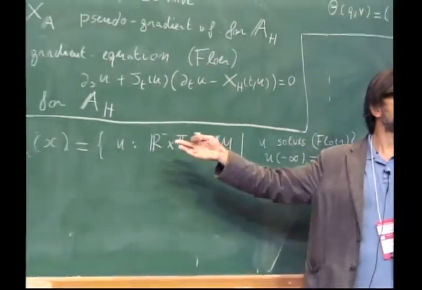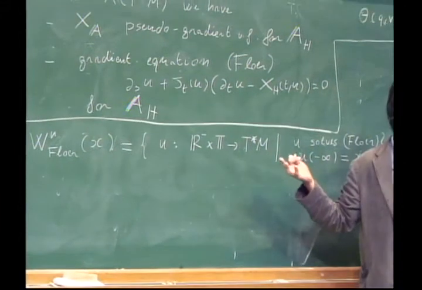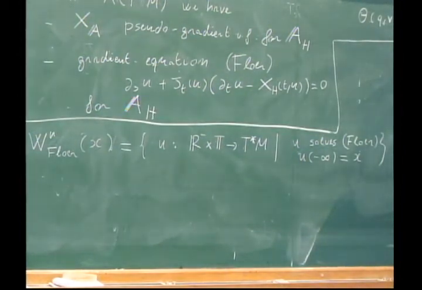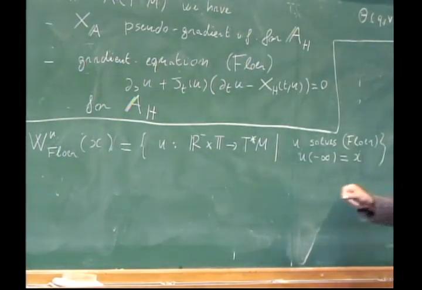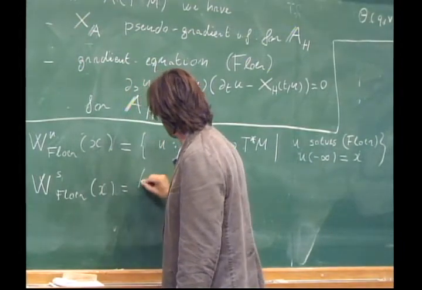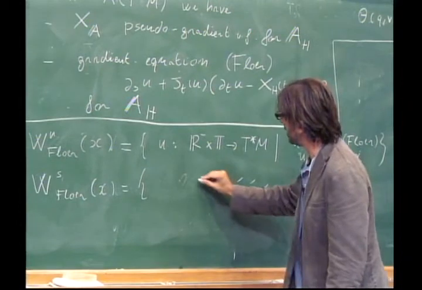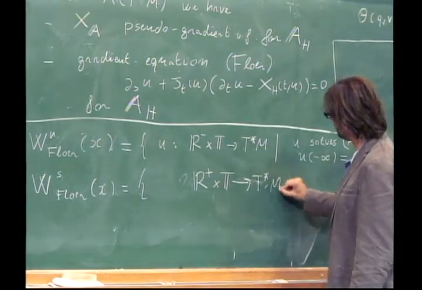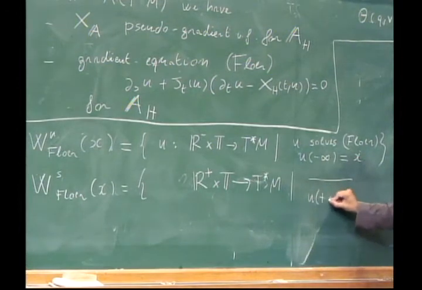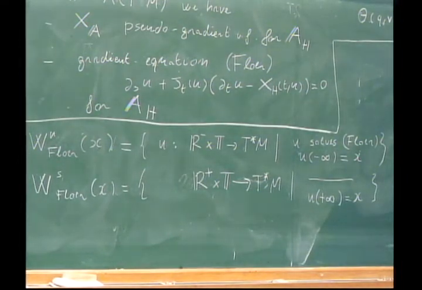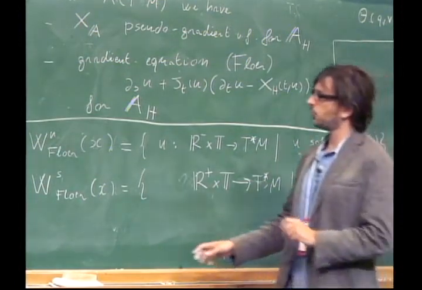In fact, one expects this space of solutions to be somehow infinite dimensional, although it's not really clear whether this is really an infinite dimensional manifold. But we will not care about this. But in some sense, this is what should be considered as the Floer unstable manifold. And similarly, we have the Floer stable manifold, where we have exactly the same thing. Sorry, but these are defined on cylinders of the form R plus, so half cylinders with values in M. And this time, u at positive infinity is x. Okay. And now let's follow the recipe.